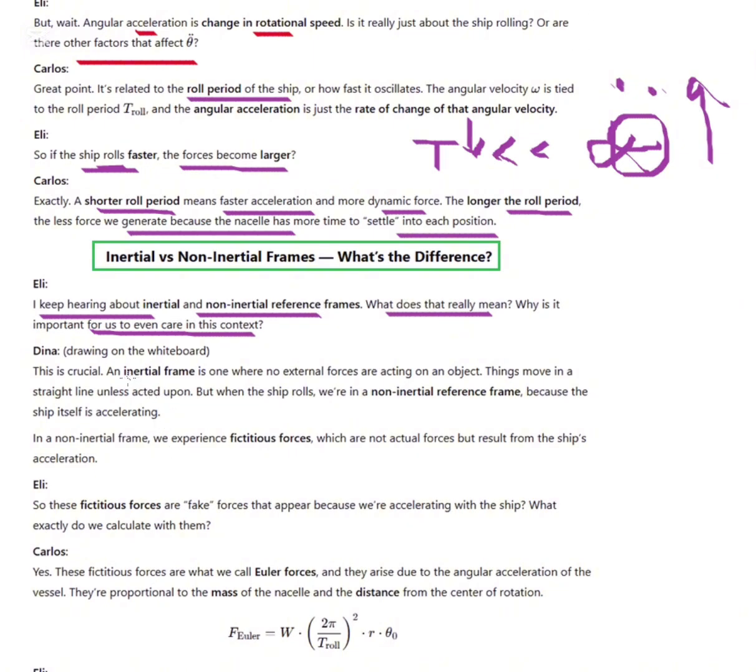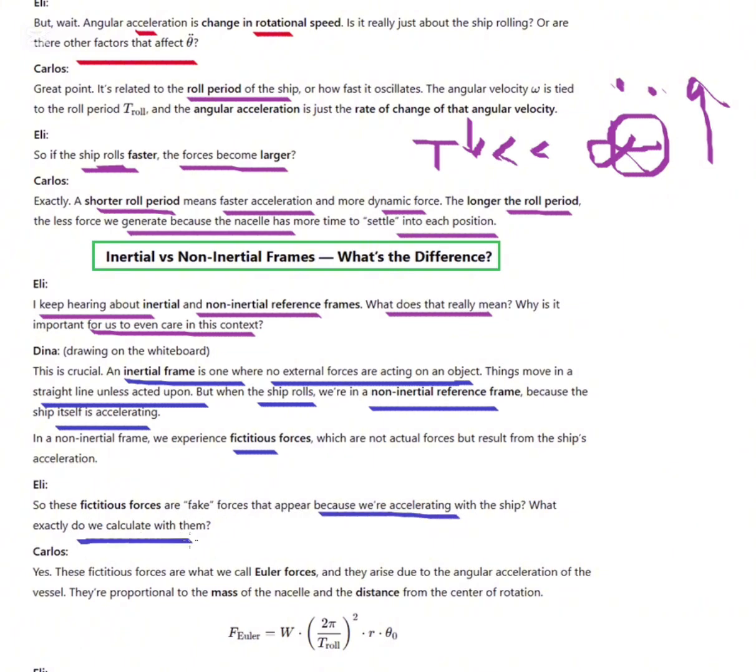This is crucial. An inertial frame is one where no external forces are acting on an object. Things move in a straight line unless acted upon. But when the ship rolls, we are in a non-inertial reference frame, because the ship itself is accelerating. In a non-inertial frame, we experience fictitious forces, which are not actual forces but result from the ship's acceleration. So these fictitious forces are fake forces that appear because we are accelerating with the ship.